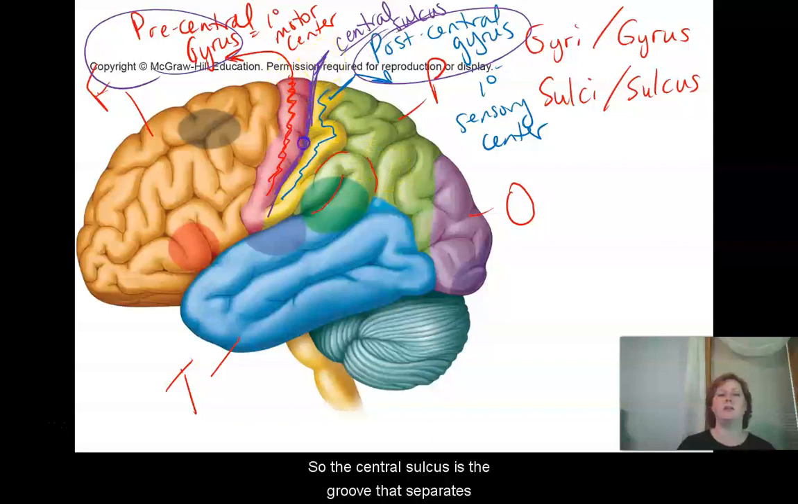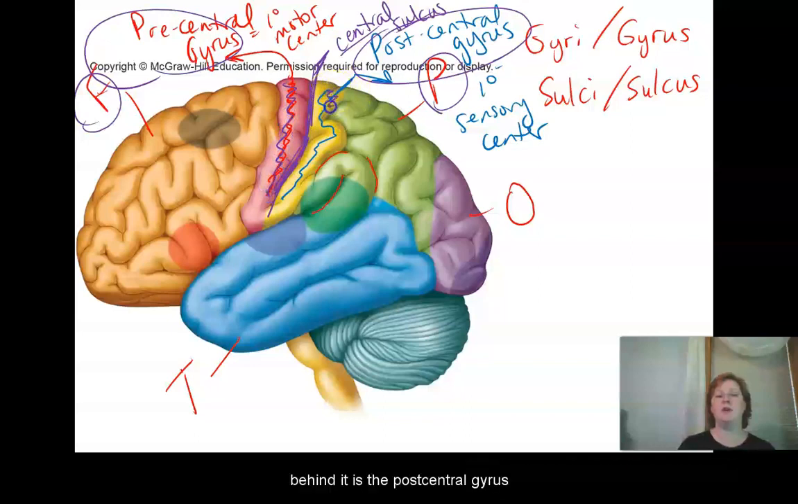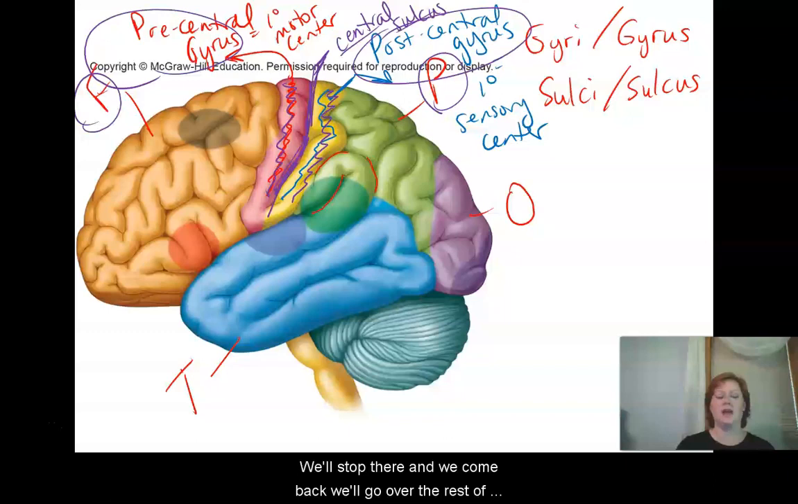So the central sulcus is the groove that separates frontal from parietal lobes. In front of it is the precentral gyrus, which is motor, and behind it is the postcentral gyrus, which is sensory. So we'll stop there, and when we come back, we'll go over the rest of the structures of the brain.